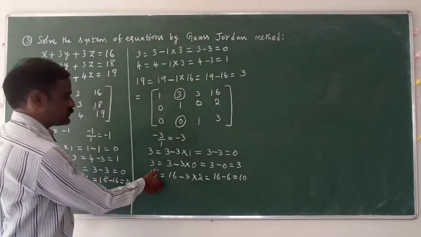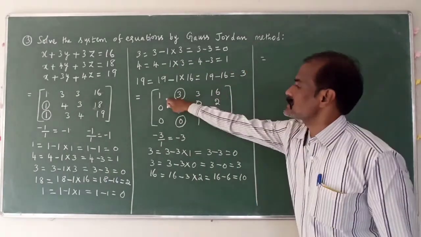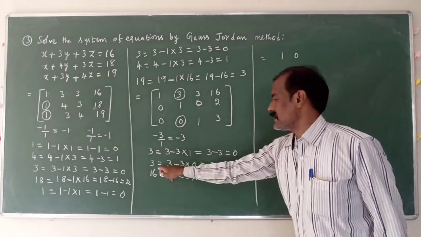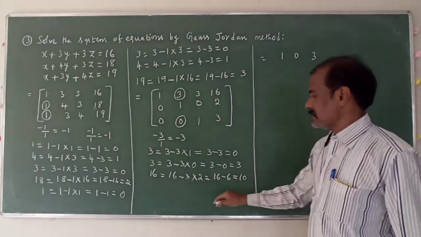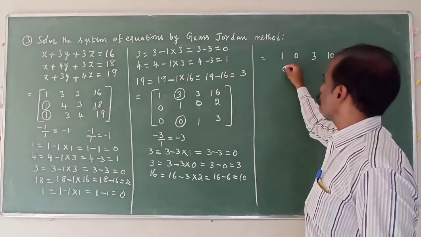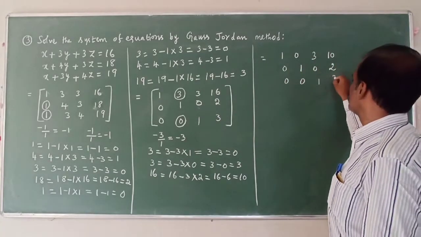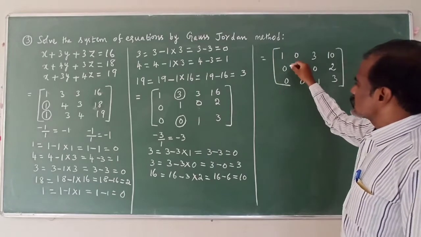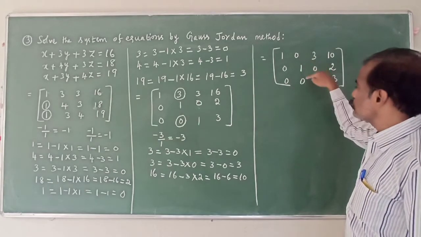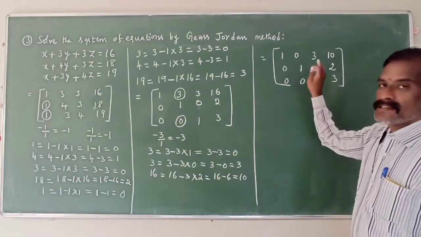Now we substitute these values here. Row 1 is 1, 0, 3 and 10, with the 1 and 3 in the corresponding positions, and the 16 value becomes 10. Row 2 will be the same: 0, 1, 0, 2, and row 3 is also the same: 0, 0, 1, 3. This is step number 1 to make these two coefficients 0, and step number 2 to make these two coefficients 0. So we can solve the equations.